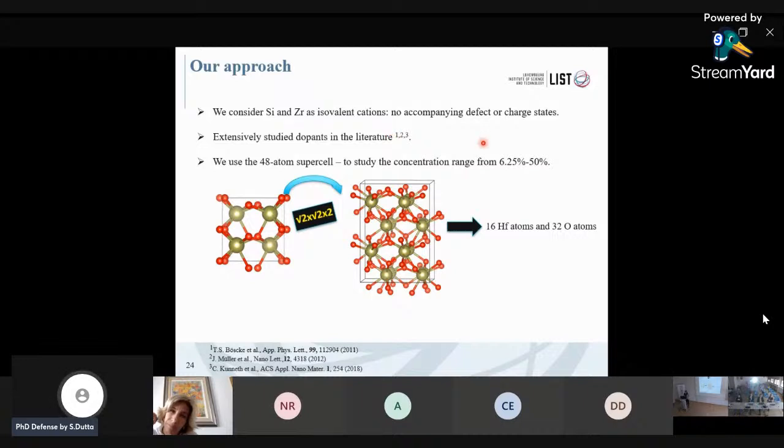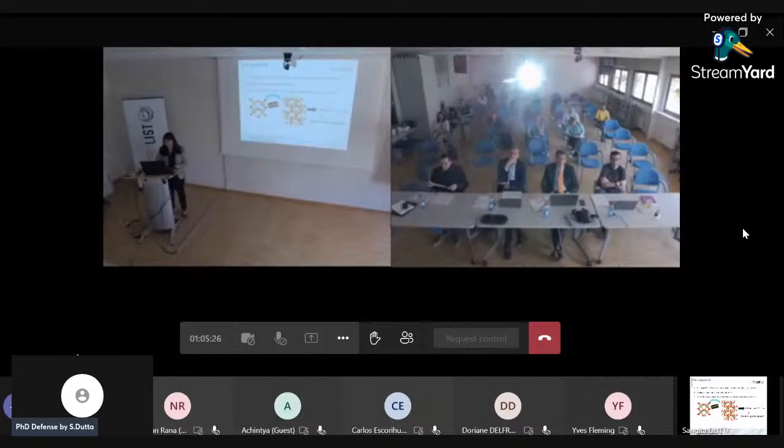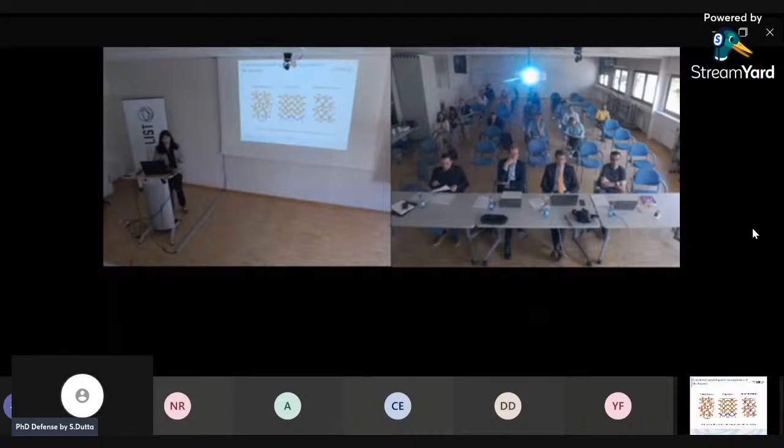To study the low concentration range, we cannot deal with the 12 atom periodic cell, so we have to enlarge our cells. We work with the 48 atom cell, where 16 are hafnium atoms and 32 are oxygens. Depending on the doping concentration, we have to replace hafnium by dopant. As you can see, there are 16 hafnium atoms, so we were wondering how to place the dopants. For that, we considered several spatial arrangements, and let me mention some important cases.